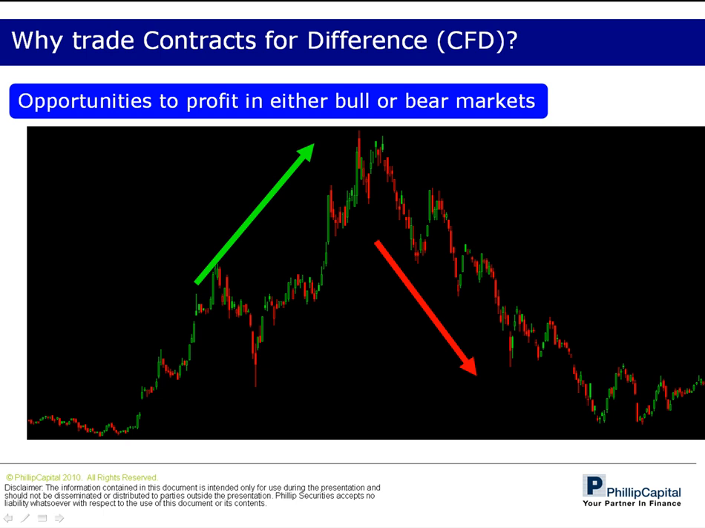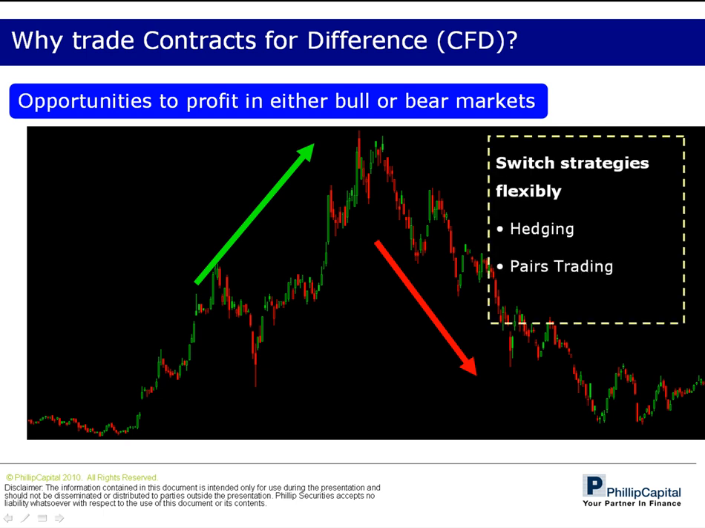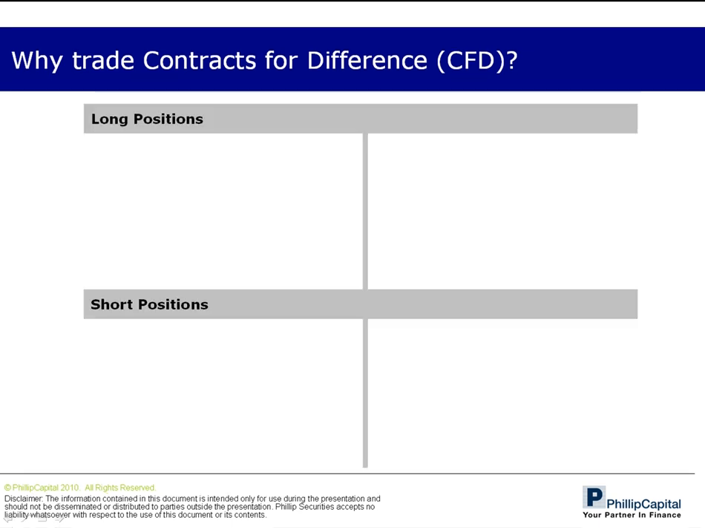For example, the Singapore Stock Exchange prohibits naked shorting if the position is not covered within the same day, and also imposes a huge penalty on such actions. Being able to short sell and buy long from the same account allows investors to switch strategies flexibly as the market conditions change. Some of these strategies include hedging and pairs trading.